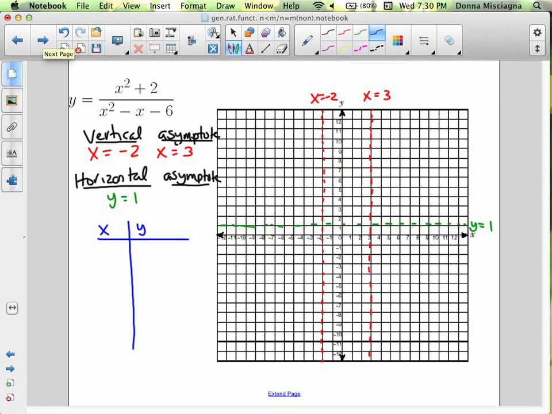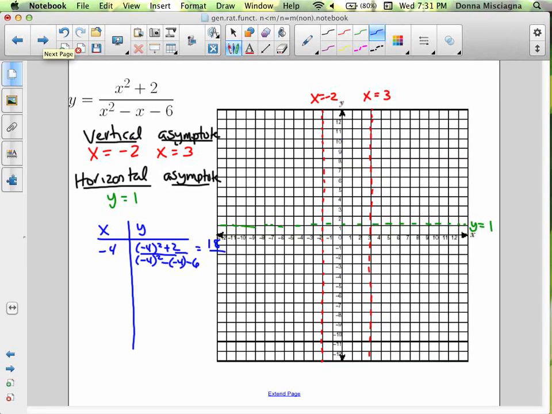All right, so we need 2 values less than negative 2. I think we're going to be fine with just the 2 values, negative 4 and negative 3. So let's plug in negative 4. We get negative 4 squared plus 2 divided by negative 4 squared minus negative 4 minus 6. Negative 4 squared is 16. 16 plus 2 is 18.